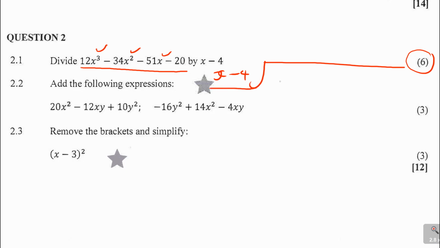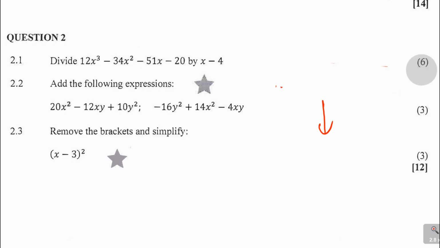And then in here, that's where you write your 12x cubed minus 34x squared. You see this? Minus 51x minus 20. And then you start doing your long division going down. But let me give you a quicker way. I'm going to do the actual way, or the actual version, in my full video for this.